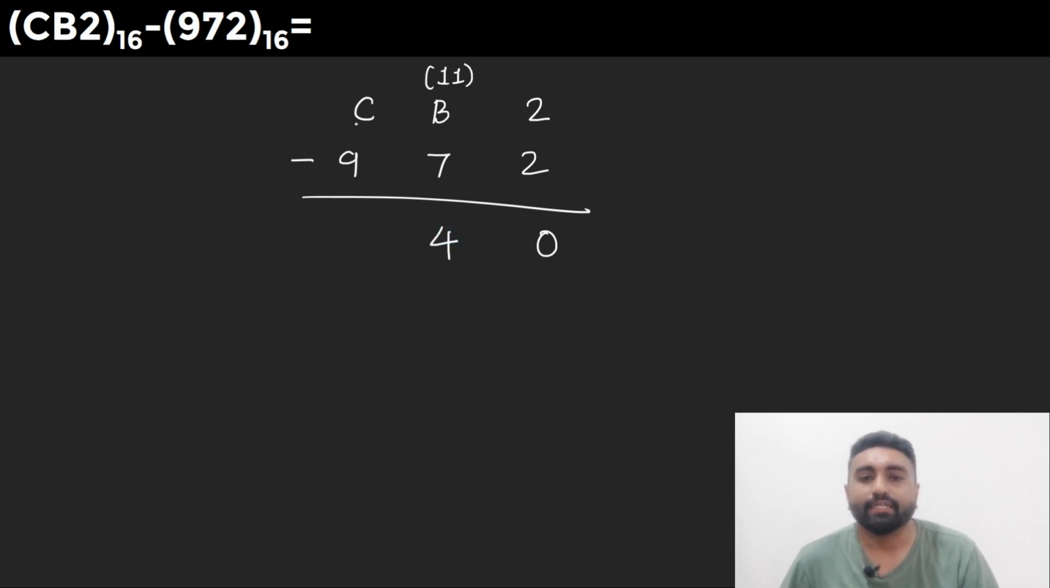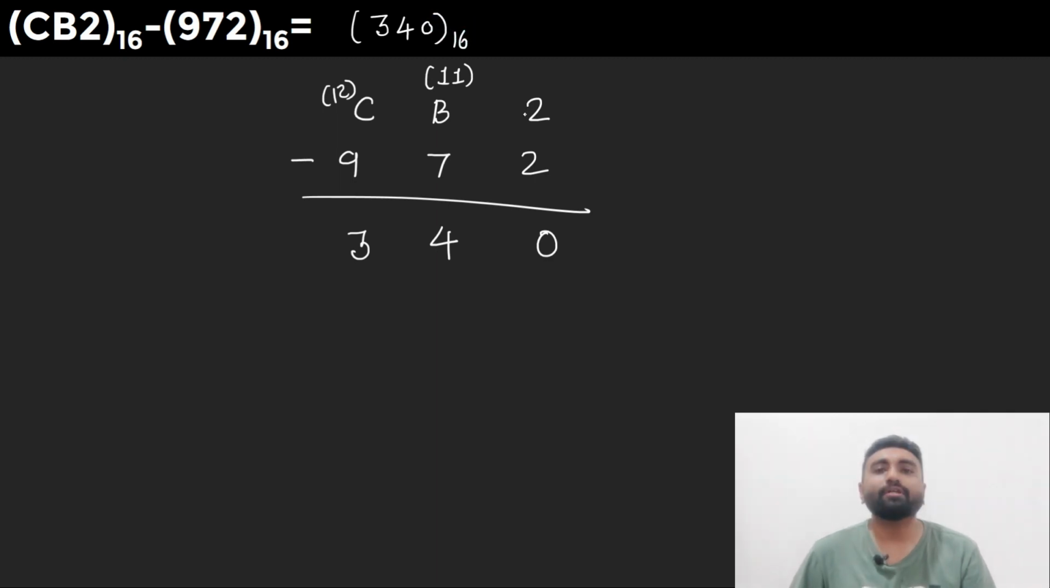And here we have C. C is basically 12. From 12, if you subtract 9, the answer will be 3. So CB2 minus 972 gives the answer 340, but this number is in hexadecimal. This is a very simple and basic example to start with.